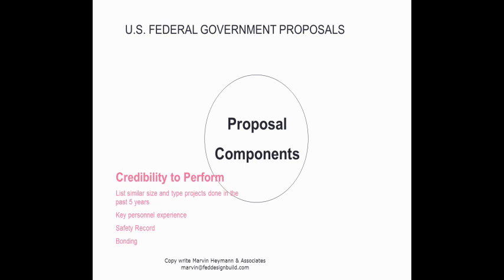You're going to have to demonstrate that your key personnel have the experience to do the work. You're going to have to demonstrate to the government that you have a good safety record. And of course, you're going to wrap that all up with bonding to show that you are financially stable. So that's the credibility to perform in the federal government world.